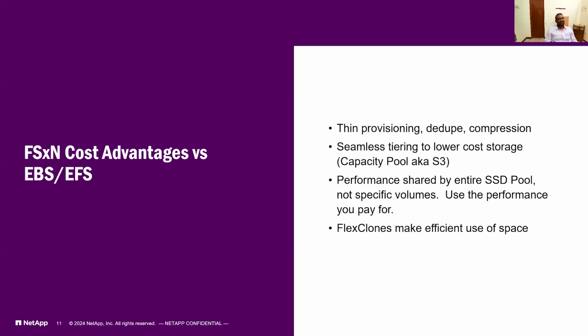And SSD performance is shared across the entire file system, but it is not specific to individual volumes. If we take EBS, it is specific to the volumes. But when it comes to FSx, the SSD performance is shared across the entire file system, so whatever you pay for, we can leverage. FlexClone volumes are space efficient because they share the same data blocks with their parent volumes for common data, which makes efficient use of space.